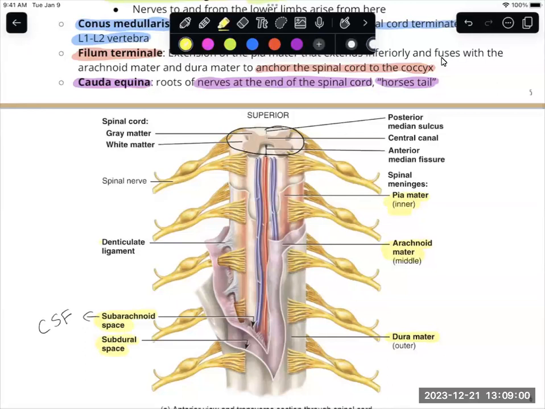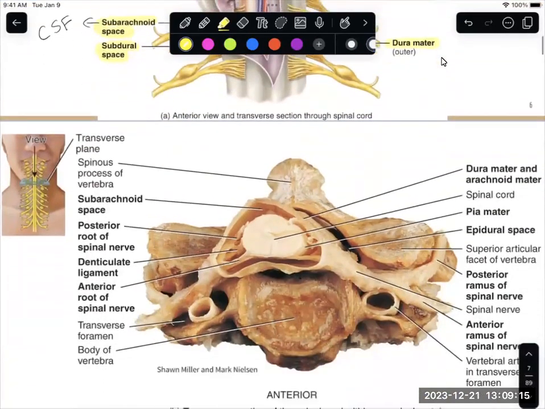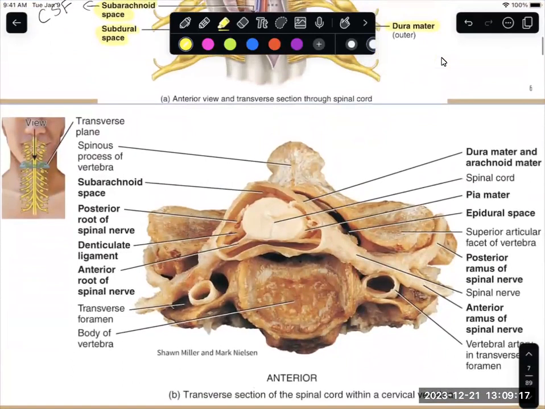Then we mentioned those denticulate ligaments. That is what's helping to hold the pia mater down to that spinal cord. So if we look at the actual spinal cord within that spinal column, here we can see that spinal cord, these different parts, the pia mater.